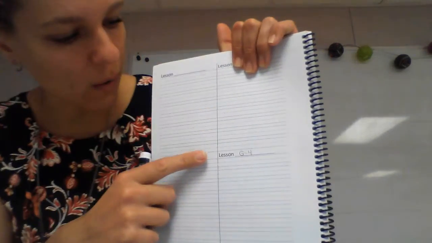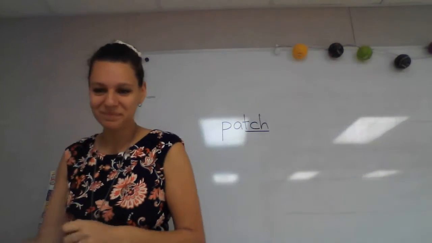And when we're working in our notebook, we want to give each word its own line, unless we run out of space or we're doing different forms of a verb, and then we'll put them on the same line. But generally, everything gets its own line.